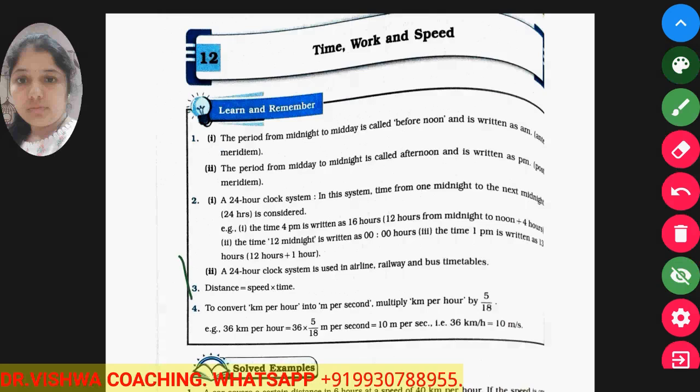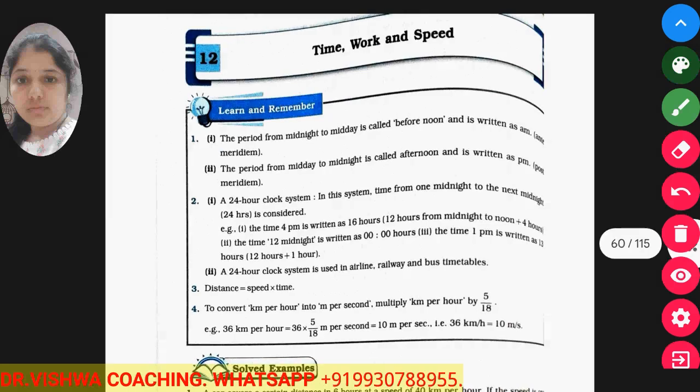So you all know time from midnight to midday, meaning night 12 o'clock to afternoon 12 o'clock, is called before noon, and it can be written as AM, antemeridian. The period from midday to midnight is called afternoon, and it can be written as PM, post meridian.